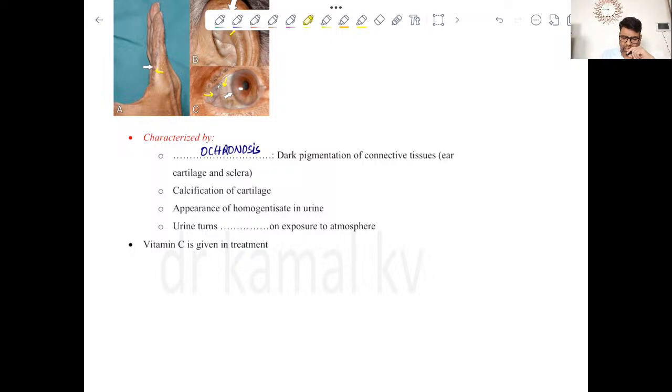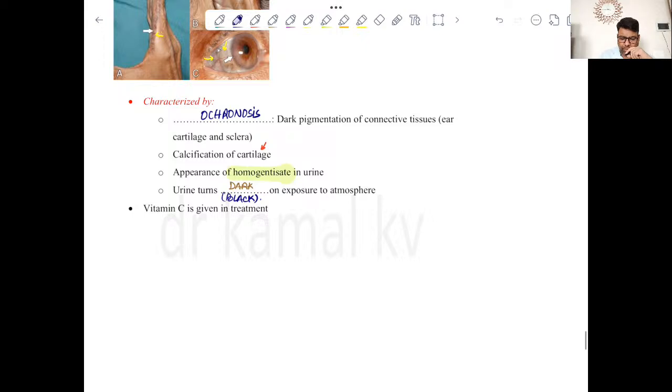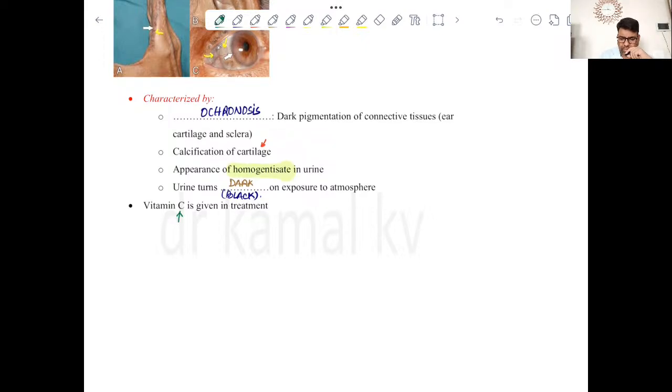So there is calcification of cartilage, and there is appearance of homogentisate in urine. And if you keep the urine sample for some time in air, it will turn dark, or you can say black. So that is a very important part of the clinical history of alkaptonuria. Now treatment wise, we can give vitamin C to such patients.